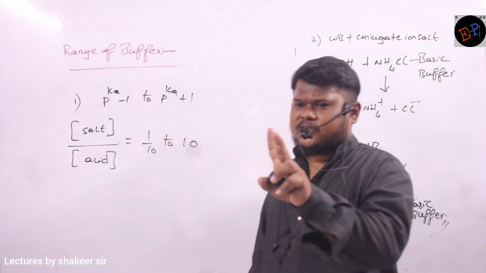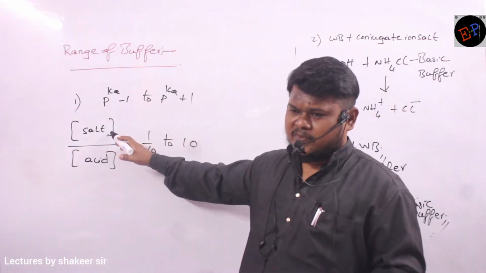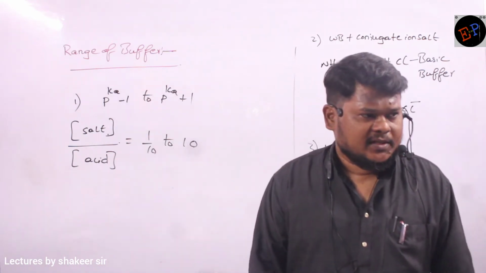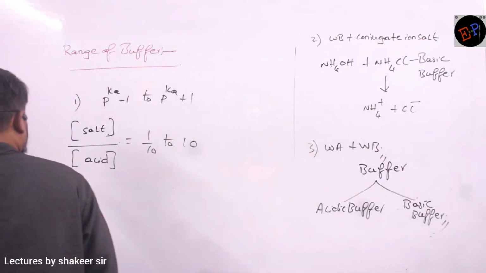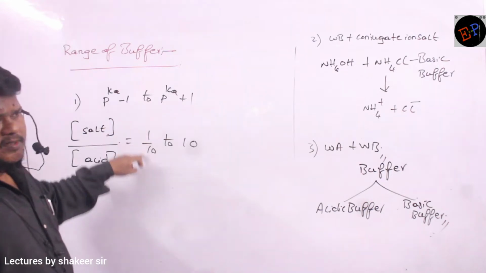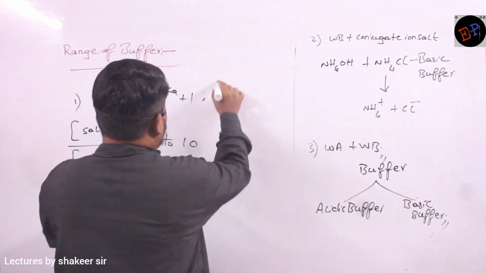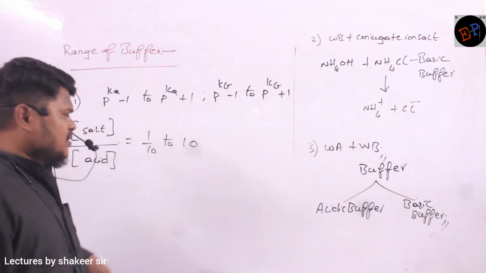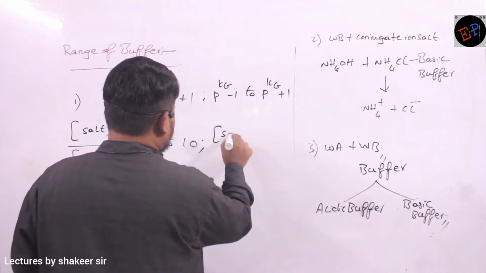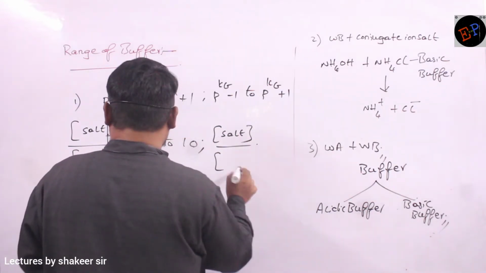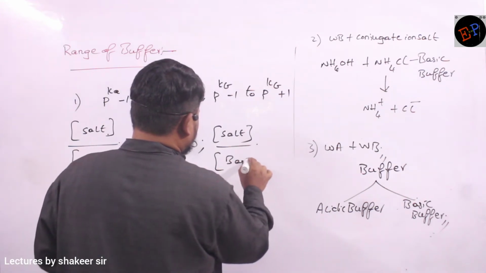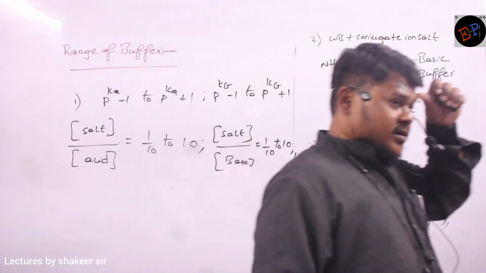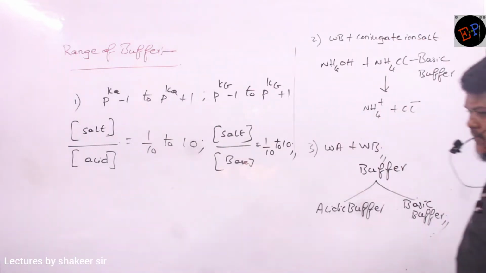A buffer is a combination of two things. One is the conjugate ion salt, which is present, and the acid also may be present, or the base also may be present. Are you able to understand? Similarly, the same you can write in the case of bases also. For a basic buffer, how can you write? pKb minus 1 to pKb plus 1. Similarly, for a basic buffer, the concentration of salt divided by the concentration of base should be how much? This should be 1 by 10 to 10. So in this range only, the buffer remains a buffer. Are you able to understand?